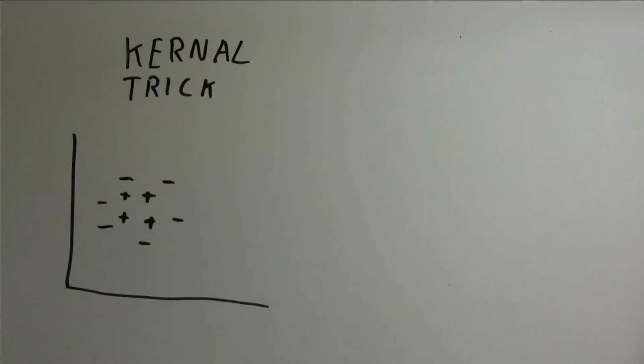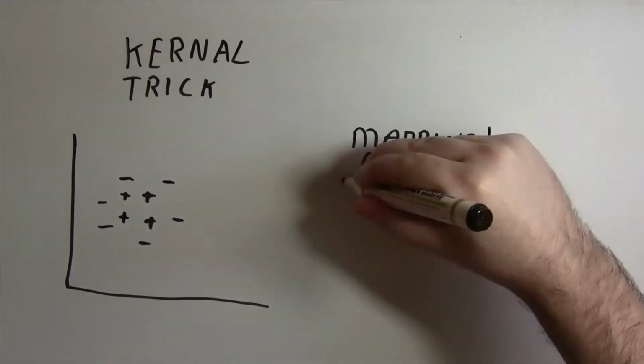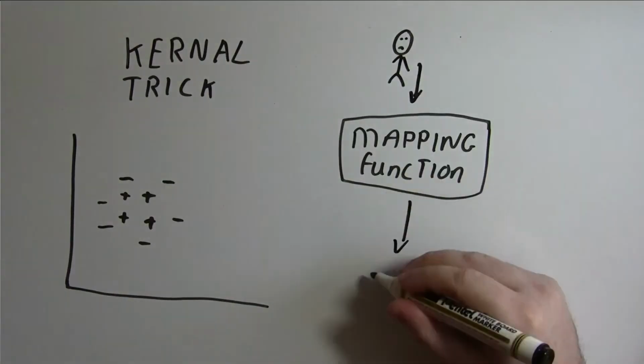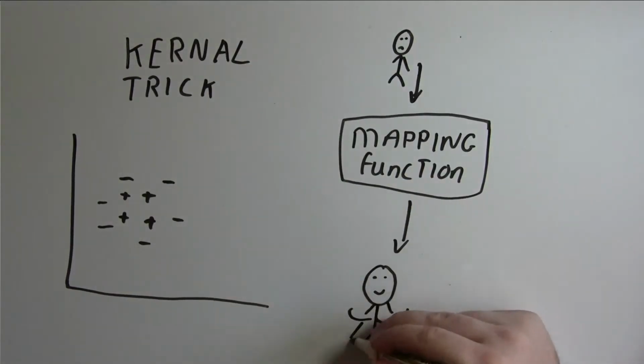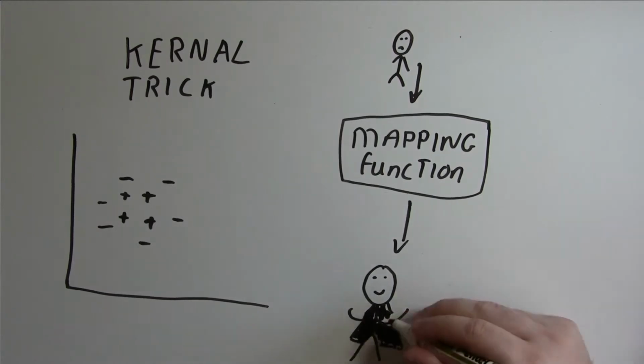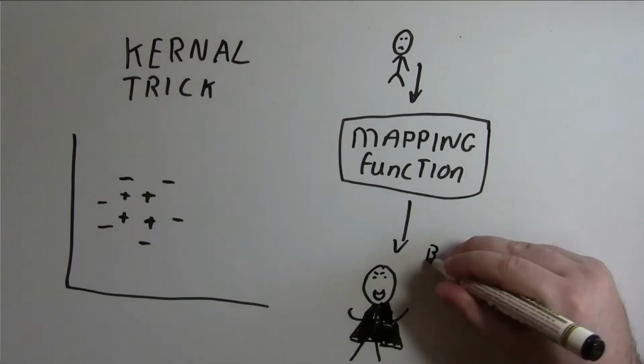What about data like this where there's no way to linearly separate it? To get around this, support vector machines do what's called a kernel trick. A kernel is basically what's called a mapping function. This means you pass in something and it transforms it to something else. In our case, we want our kernel to transform a 2-dimensional object into a 3-dimensional representation.